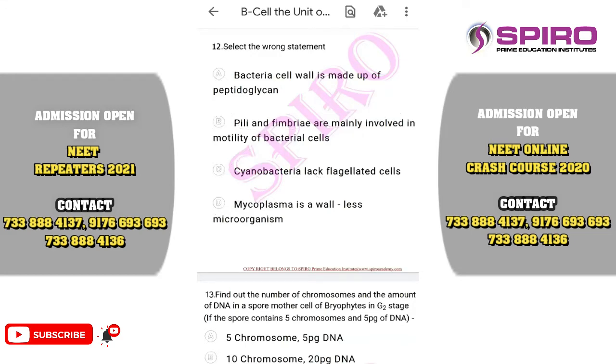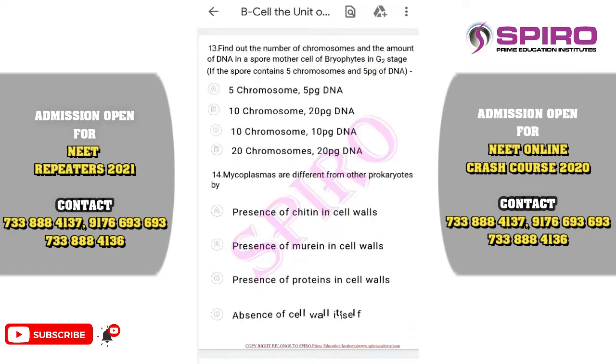Proceeding to the next question, question number 13. Find out the number of chromosomes and the amount of DNA in the spore mother cell of bryophytes in G2 stage. The spore contains 5 chromosomes and 5 pg DNA. Dear student, here they have given the value for this N. Okay, spore is N and they are asking the 2N value at G2 phase. So N is going to be 5 and 5 pg DNA. So 2N is going to be the double number, right?